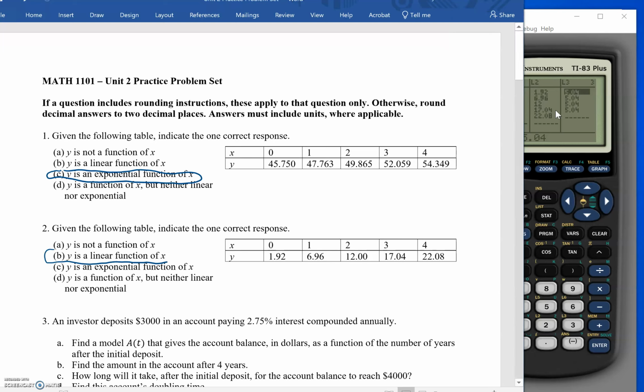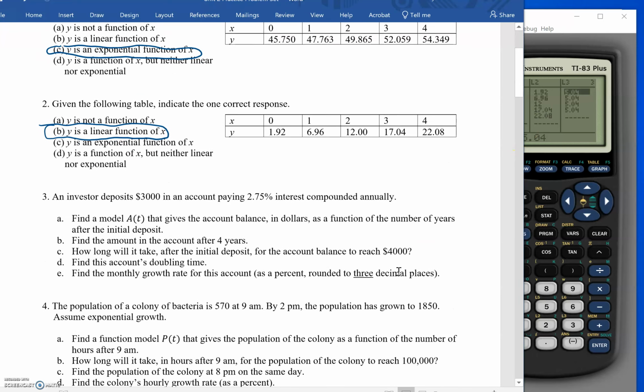I didn't even address the fact that this is a function, but it certainly is a function for the same reason that this one was a function, and that is that each x value has a unique y value. And in fact, we've established more than that it is linear. Okay, so let's move along.